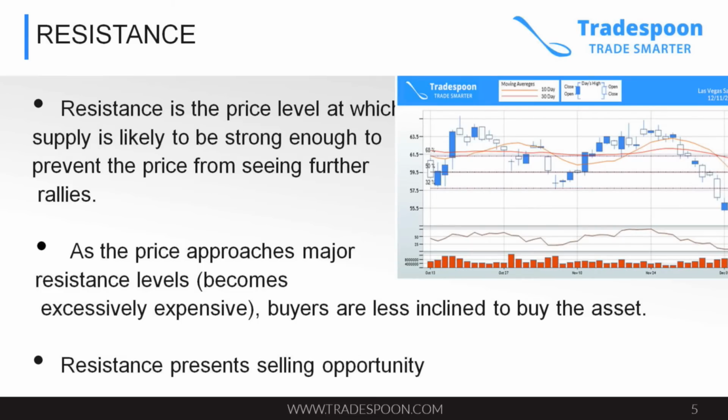So resistance is a price level at which supply is likely to be strong enough to prevent the price from seeing further rallies, in the example of LVS that we just went over. As the price approaches major resistance levels and becomes excessively expensive, buyers are less inclined to buy the asset, such as after the earnings event. If Las Vegas Sands missed earnings, then in the next 3 months, up until the next earnings announcement, if there is no binary event, if there is no reason for the stock to go up, you will always have some kind of overhead resistance. And this becomes your opportunity to sell.